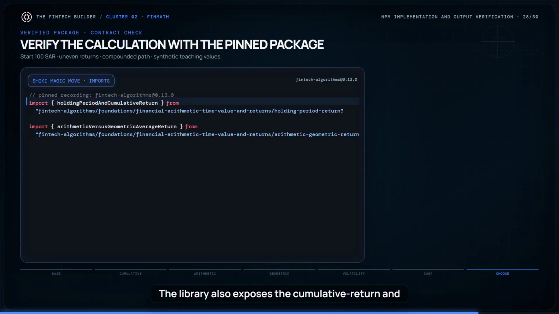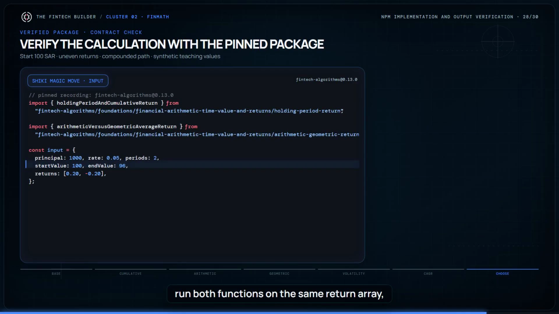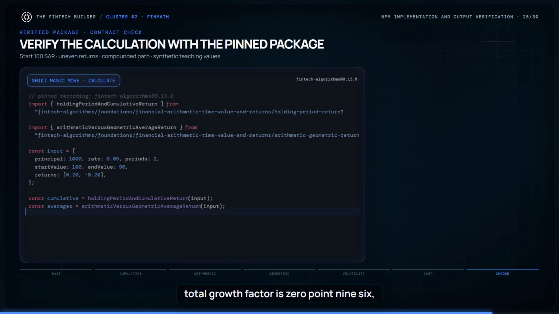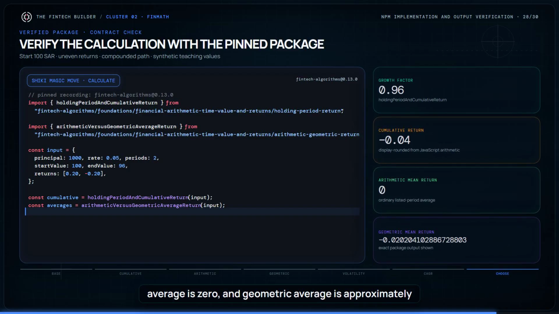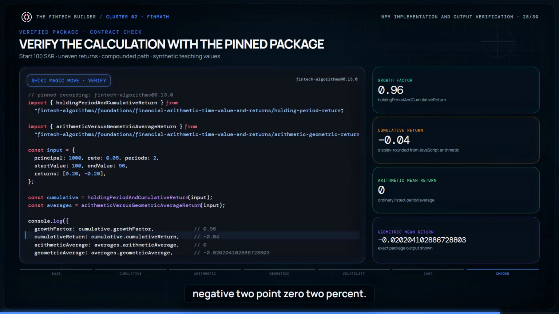The library also exposes the cumulative return and arithmetic versus geometric calculations directly. Pin the package version used for the recording, run both functions on the same return array, and compare the outputs with the hand calculation. For plus 20 and minus 20%, the total growth factor is 0.96. Cumulative return is negative 4%. Arithmetic average is 0, and geometric average is approximately negative 2.02%. Matching code and arithmetic confirms implementation parity. It does not prove that the input returns describe the correct financial question.